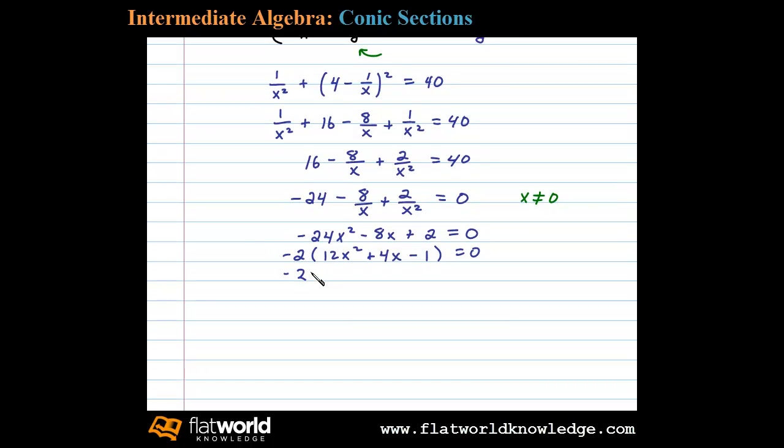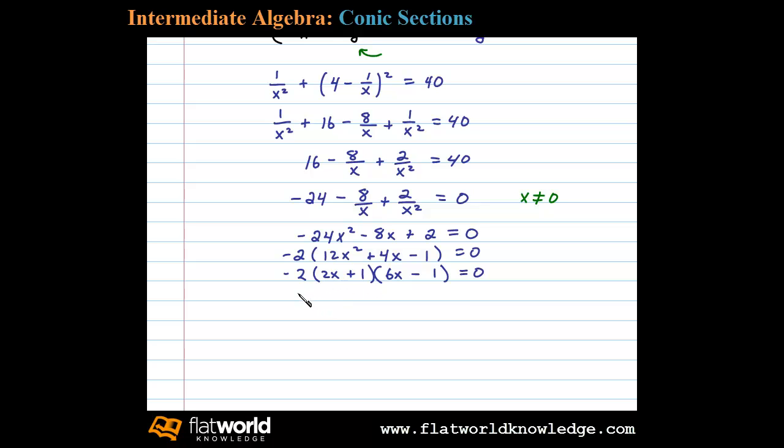Okay, so we have negative 2 times, well, 12x squared factors 2x times 6x. 1 factors as 1 times 1. And so to get a positive 4x, we better put the plus here and the minus there. That'll give us a positive 6x minus a 2x. And then positive 1 times negative 1 is negative 1, and it's factored correctly.